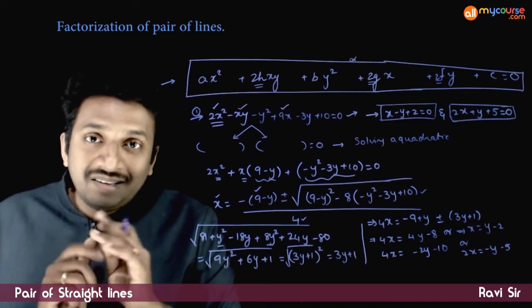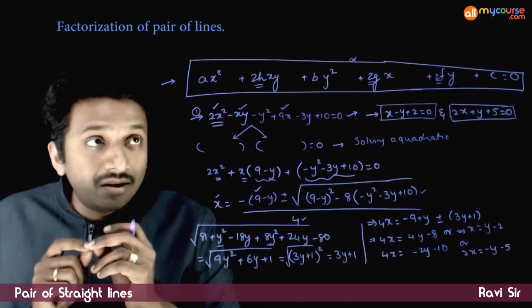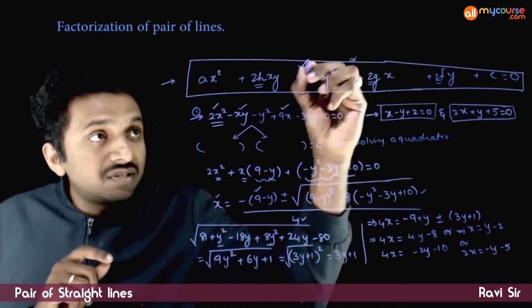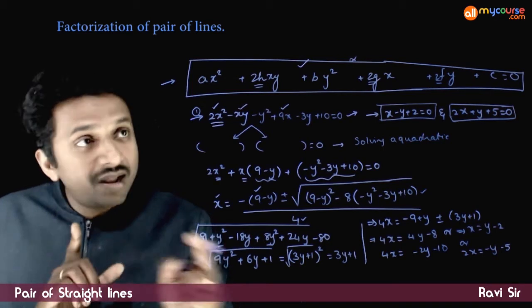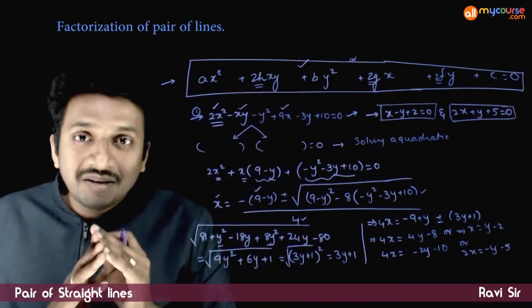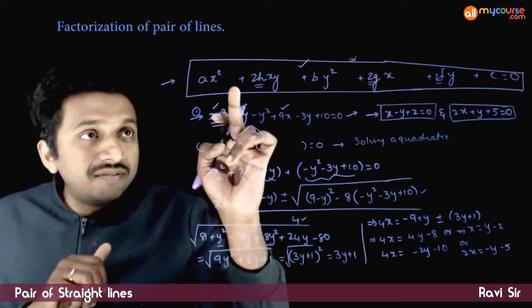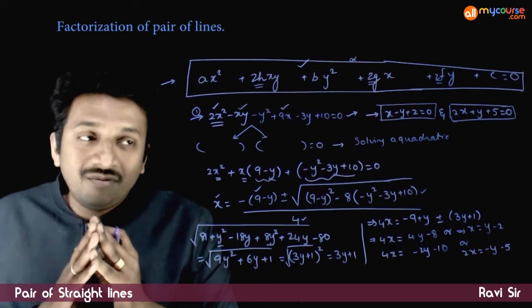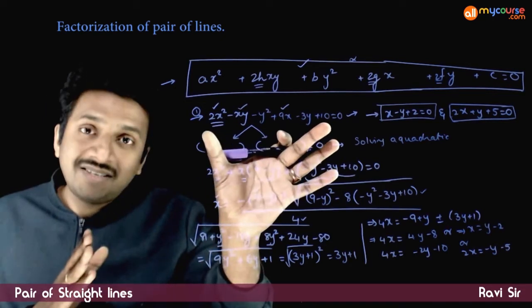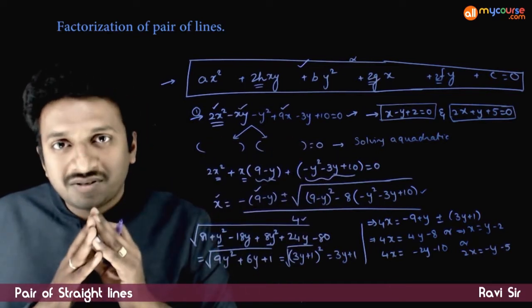This is a very important point. It means that not all equations of this form represent a pair of lines. The equation of a pair of lines will be of this form, but if you write any equation of this form, it need not represent a pair of lines. We may not be able to factorize the equation into two linear equations.